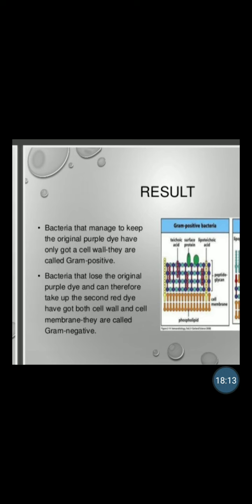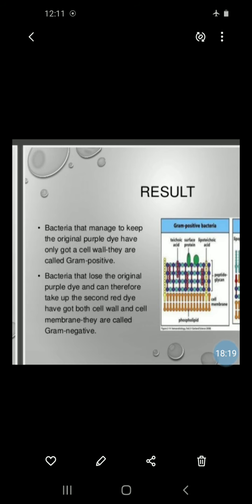And second, gram-negative: the bacteria that lose the original purple color and can therefore take up a second red dye have got both cell wall and cell membrane. They are called gram-negative.